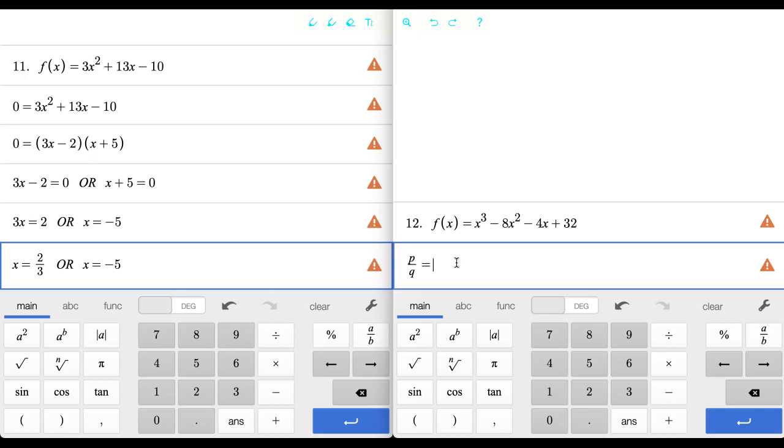So I'm just going to list the possible factors. Hopefully we're not going to have to test them all. This is p over q, which is all the factors of 32 over the factors of 1. So you could have all of this business. Let's see, what else is there? 16, 32. I think I listed them all.